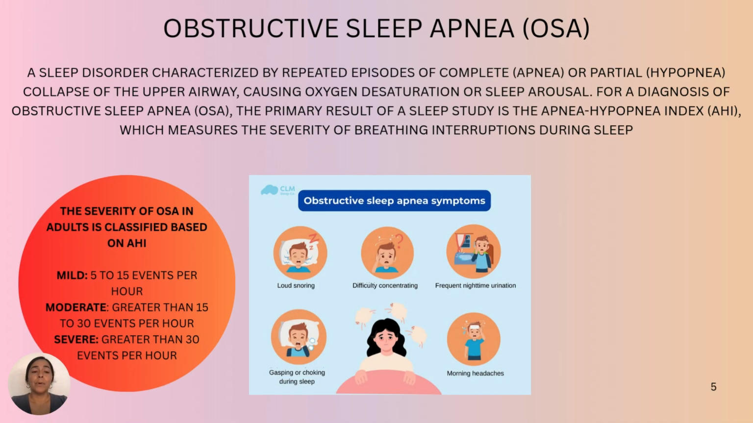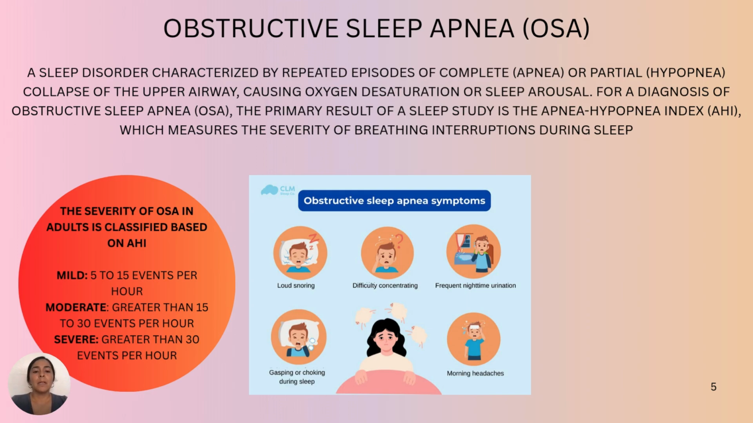Now we'll go over OSA. It is a sleep disorder characterized by repeated episodes of complete apnea or partial hypopnea, collapse of the upper airway causing oxygen desaturations or sleep arousals. For a diagnosis of OSA, the primary result of a sleep study is the apnea-hypopnea index, which measures the severity of breathing interruptions during sleep, and it can be categorized as mild, moderate, or severe.